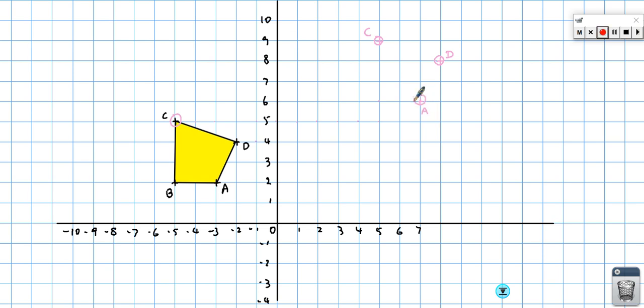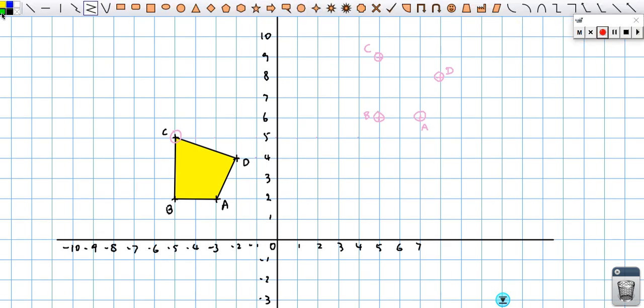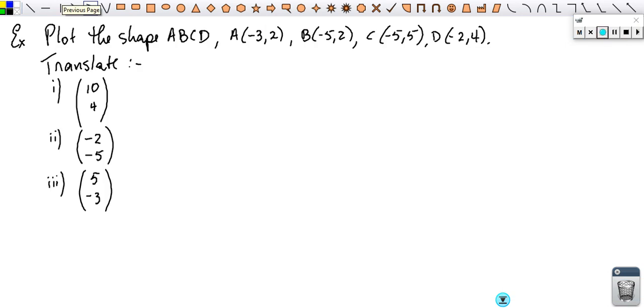And point B is exactly beneath. So I've done that by counting the squares. Okay, counting squares, counting sides. So that's my shape. Let's draw the shape. That's the first one. Now I'm going to do the same thing, but now having vector minus 2, minus 5.